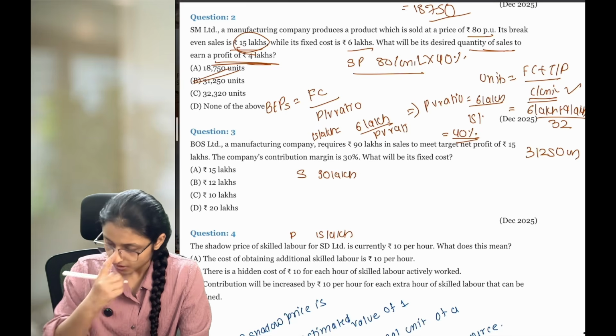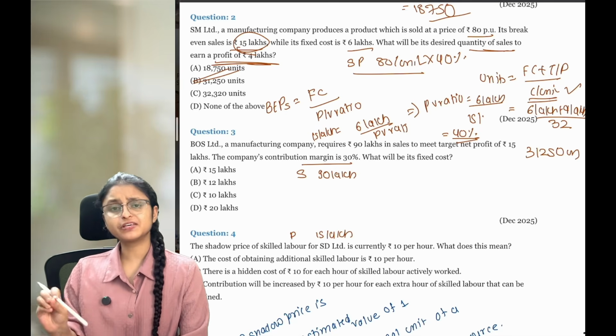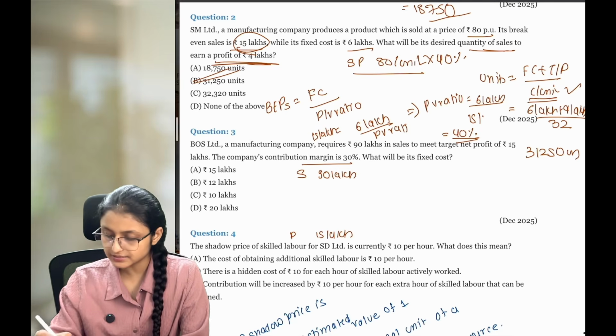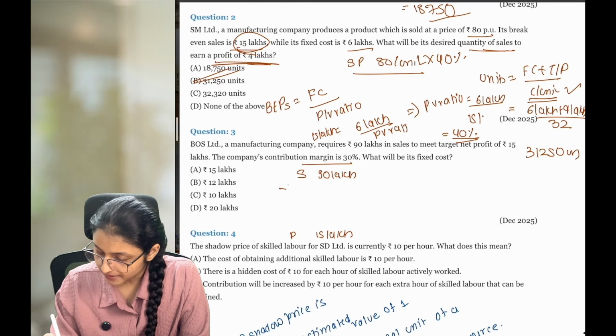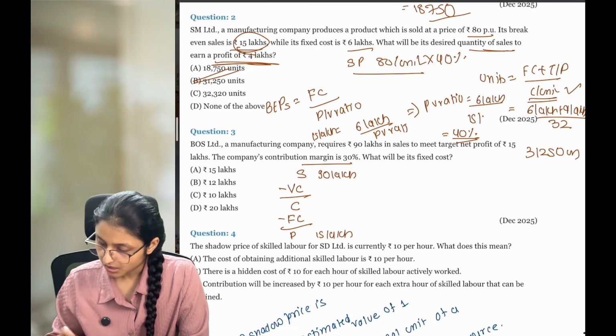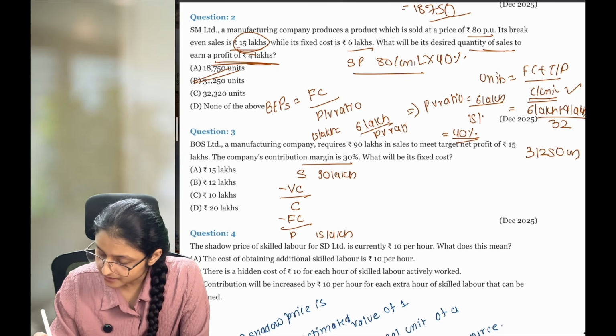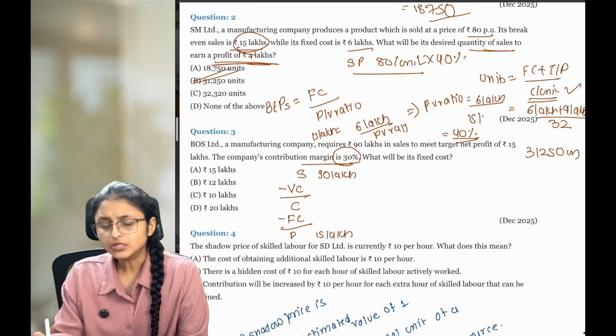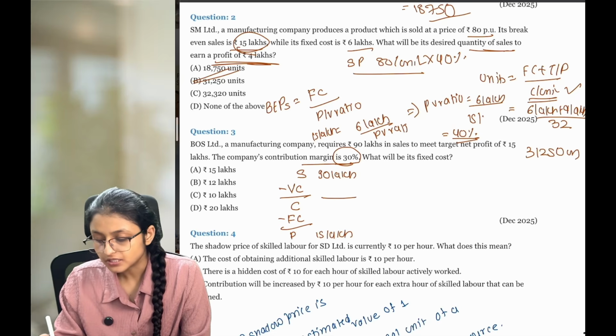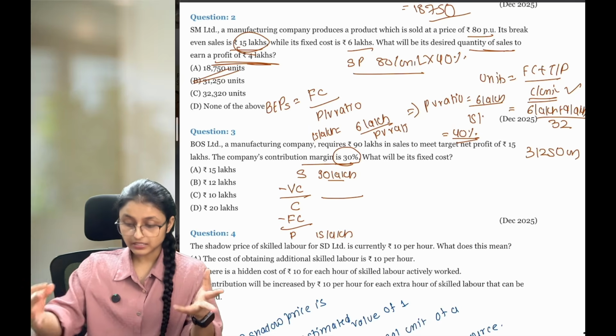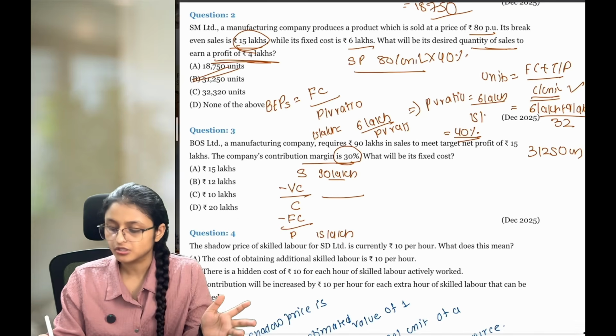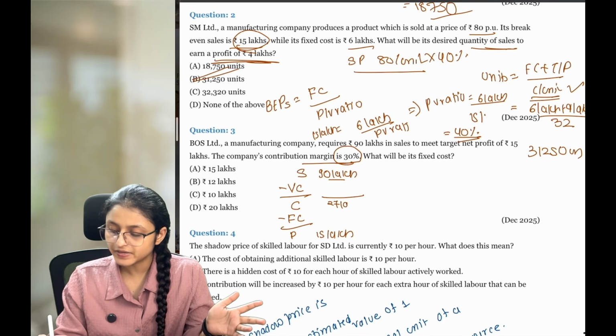We already know that whenever we are doing cost volume profit analysis, we take sales minus variable cost, which gives you contribution, minus fixed cost, which gives you profit. Next, the question says that the contribution margin is 30%. What does a contribution margin of 30% denote? That out of the sales of 90 lakh, 30% is going to be your contribution. So 90 lakh into 30% is 27 lakhs.